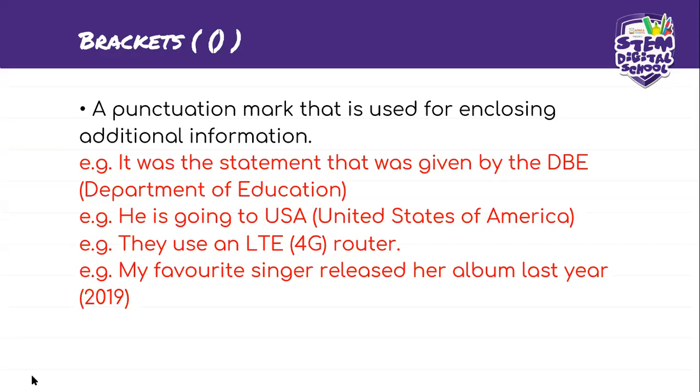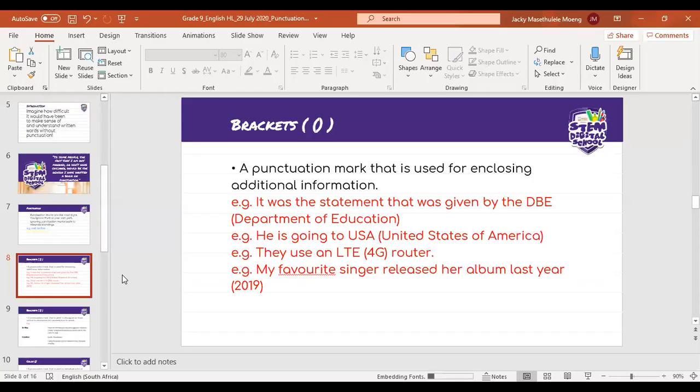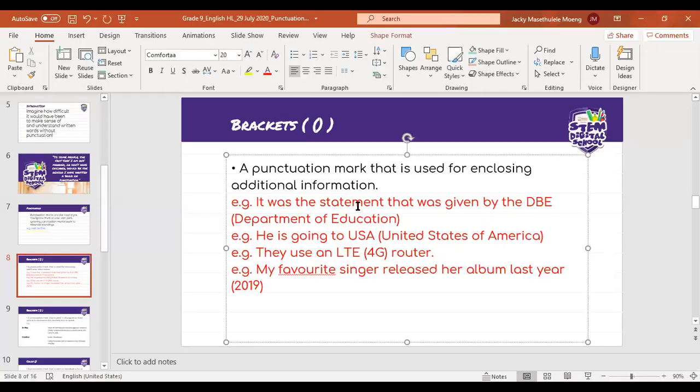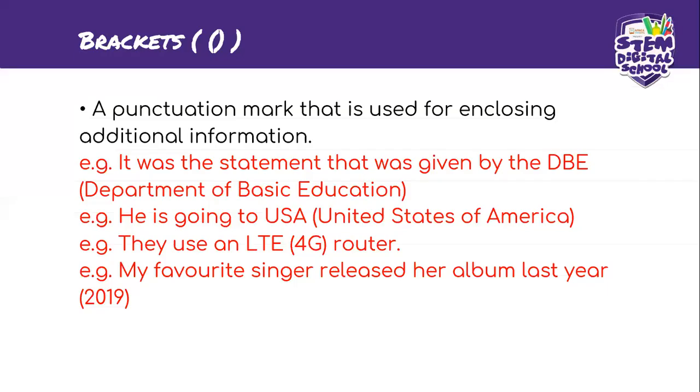Okay, so for that, here's the first example. It was the statement that was given by the DBE, and inside brackets, I wrote, let me correct that, it should be Department of Basic Education. So can someone tell us why I had to write Department of Basic Education inside the brackets? You can raise your hand to answer this one.